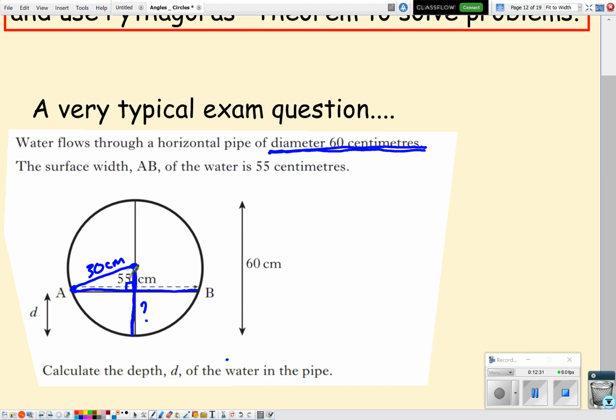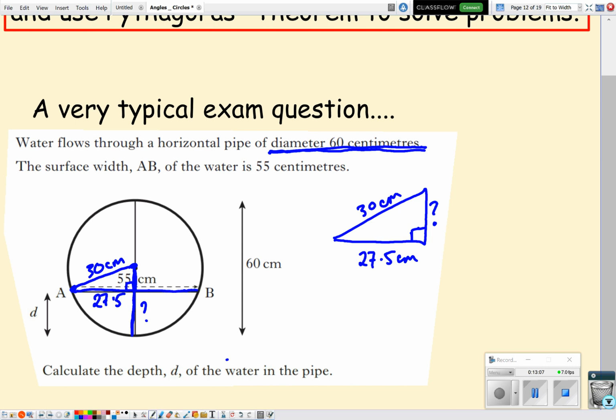We also know from the chord being 55 centimetres that this side of the triangle, the base of this triangle, is going to be half of 55. Yeah? So half of 55 is 27.5. Right? So it's getting quite cluttered now. Let's draw my triangle out. We've got 30 centimetres. We've got 27.5 centimetres.